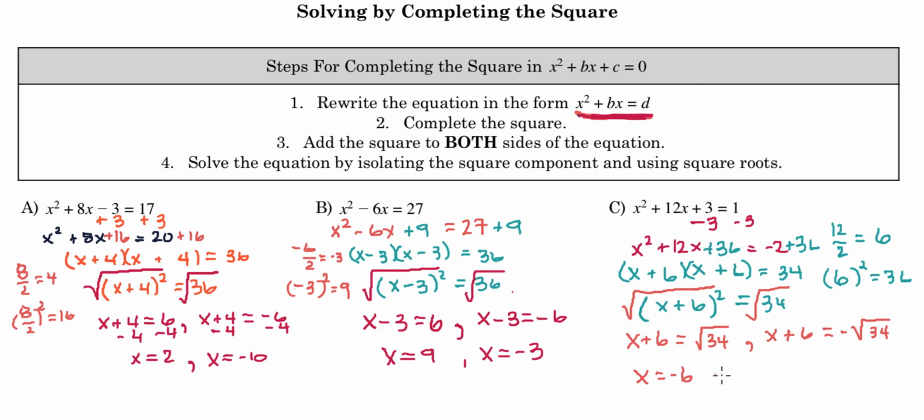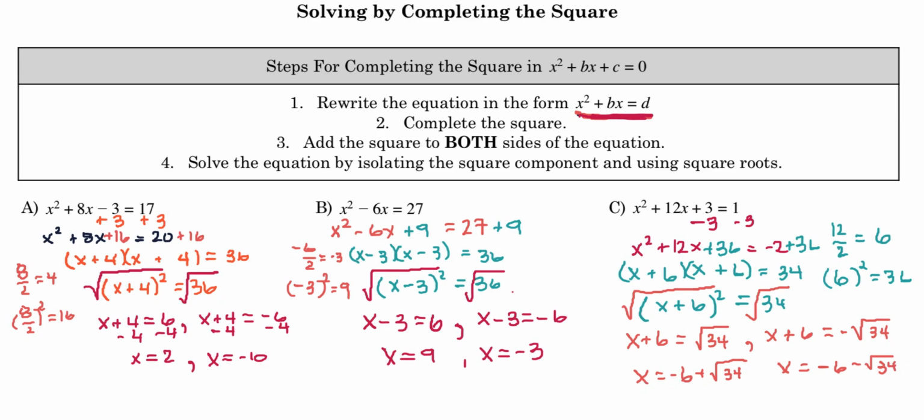And anything I can't do, I just write it out. Negative 6 plus root 34. X is by itself. Over here, same exact thing. X equals, since I can't actually subtract a square root and a whole number, I'm just going to write negative 6 minus the square root of 34. And we now have our two answers.